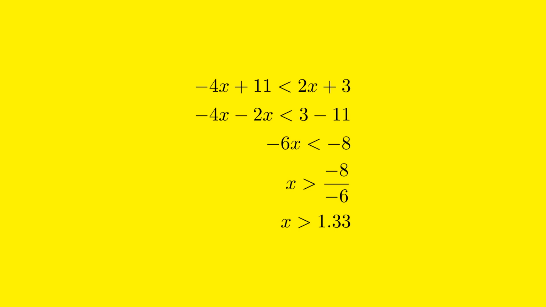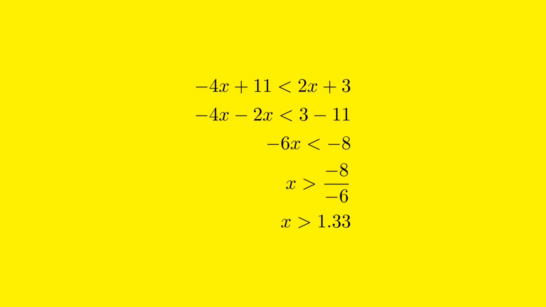To solve the algebraic inequality negative 4 times x plus 11 is less than 2 times x plus 3, we will need to group the like terms. First, let's get the x terms together on one side of the equation and the constants on the other. To do this, we subtract 2 times x from both sides of the equation, which gives us negative 4 times x minus 2 times x is less than 3. Or we can say negative 6 times x plus 11 is less than 3.